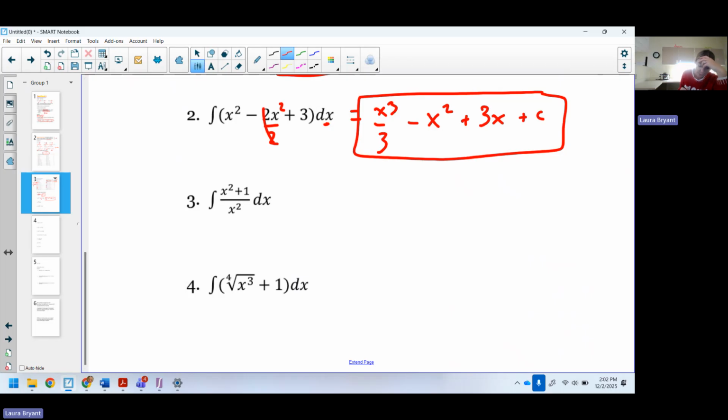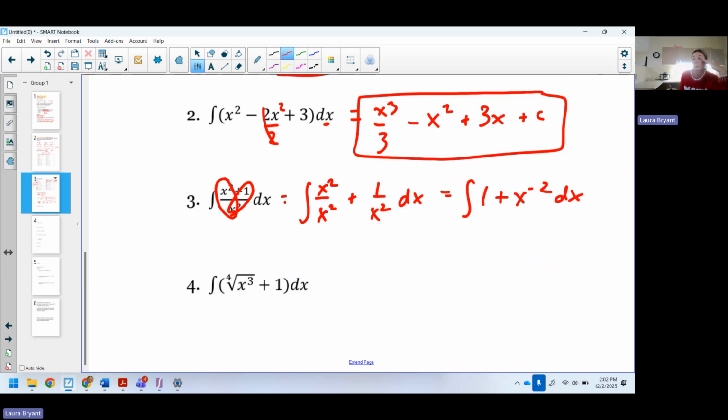Number 3 looks like a quotient rule, and we do not have an antiderivative rule for quotient rule or product rule. So we're going to actually split this up. I call this bunny ears. So I'm going to rewrite this as x squared over x squared plus 1 over x squared, which simplifies to 1 plus x to the -2. And I'm continuing to write my integral symbol because I haven't done an antiderivative yet. I have just simplified it. But now when I do my antiderivative, 1 goes to x, and x to the -2 goes to x to the -1 over -1, or in other words, x minus 1 over x plus c.